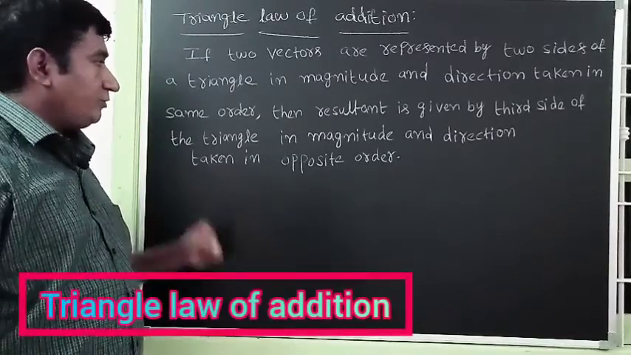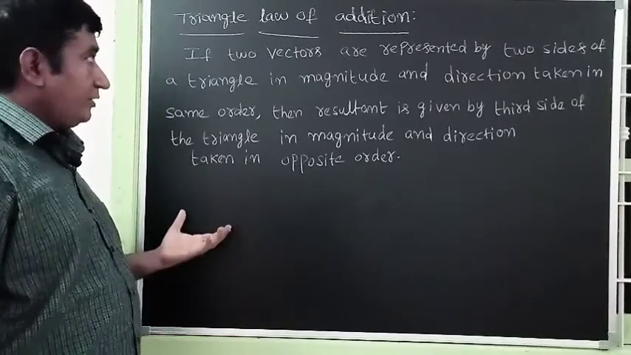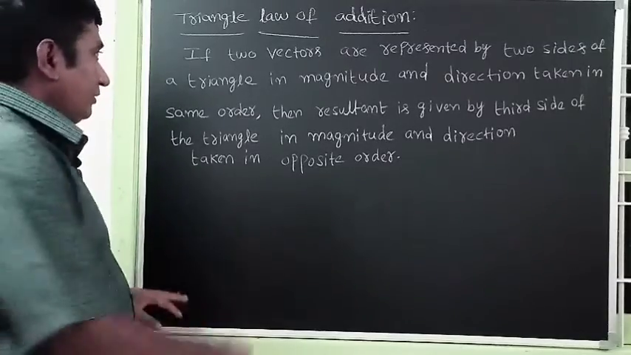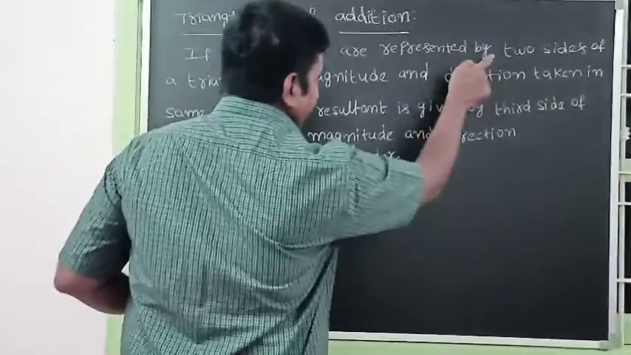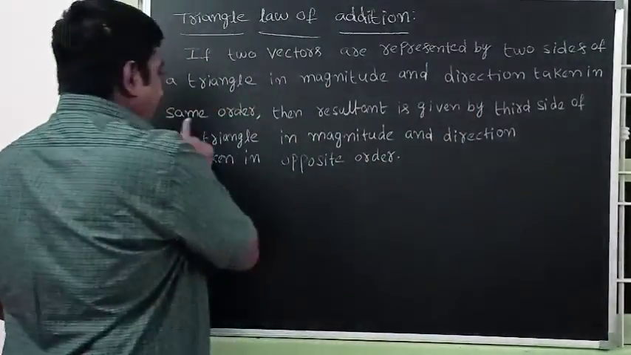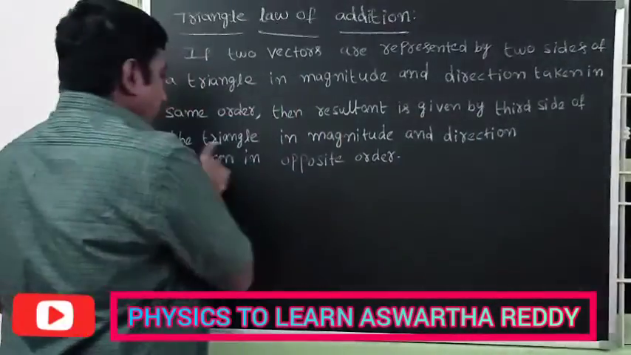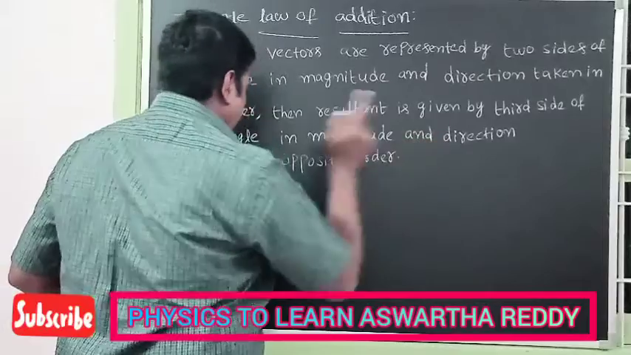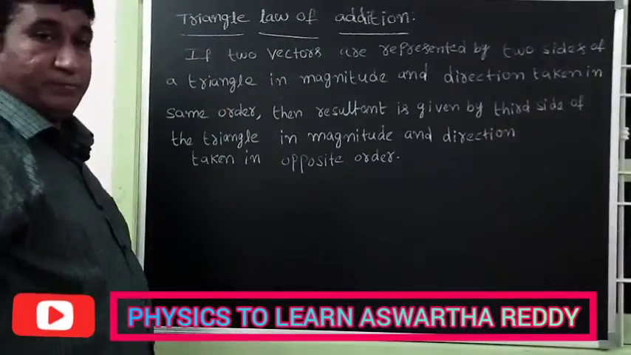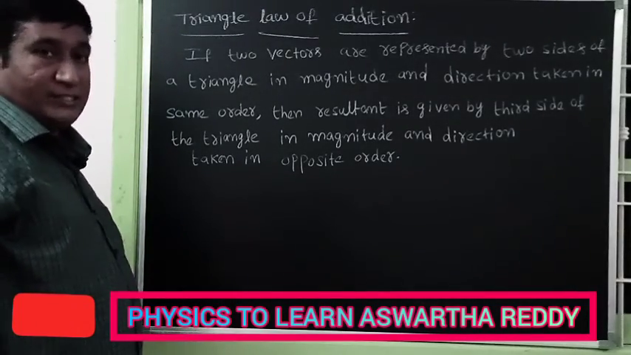This is the definition of the triangle law of addition, so please try to understand. It is the same for the graphical as well as the analytical method. If two vectors are represented by two sides of a triangle in magnitude and direction taken in the same order, then the resultant is given by the third side of the triangle in magnitude and direction taken in the opposite order. We know very well that a triangle has three sides.